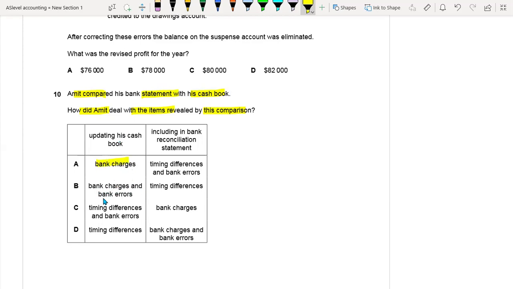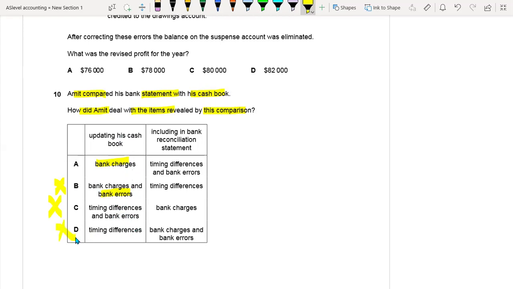Bank charges and bank errors. Bank errors are made by the bankers, not by us, so we will not be recording the bank errors in the updated cash book. Timing differences and bank errors. Timing differences mean that there are unpresented and uncredited cheques. These are not errors made by us, and we should not include them in the updated cash book. So again, this is not right.